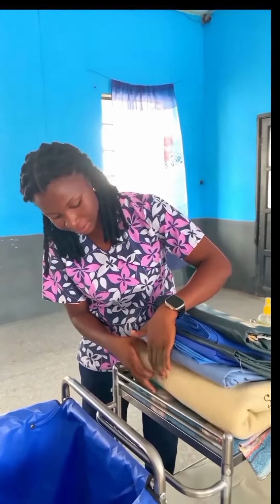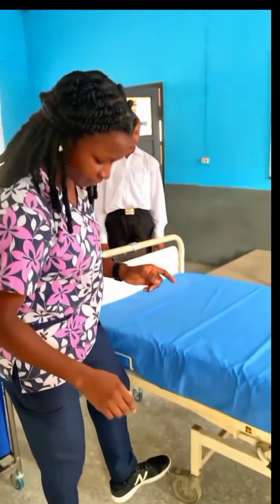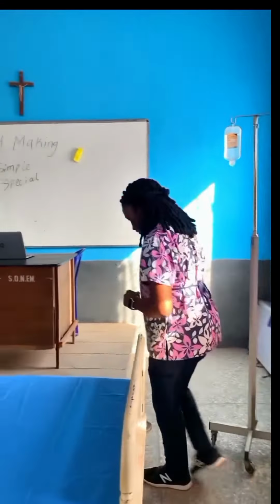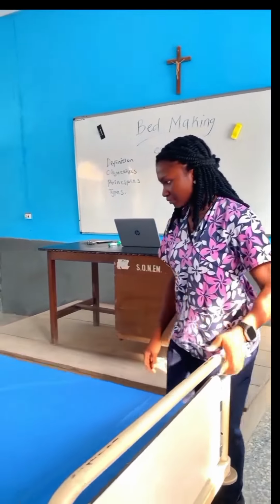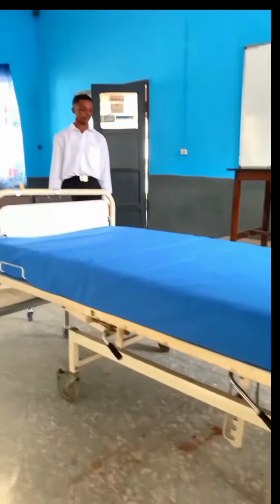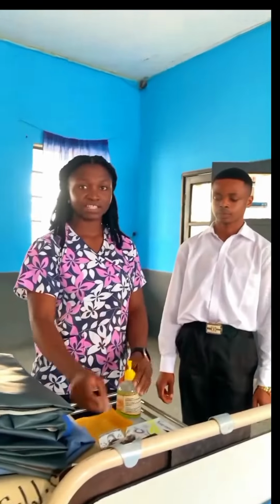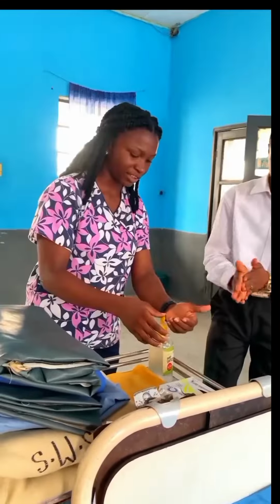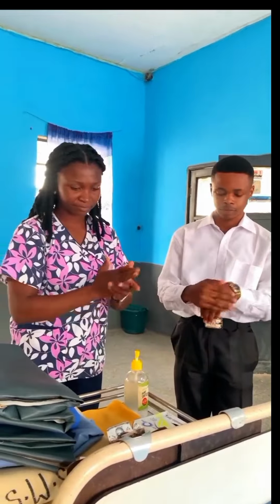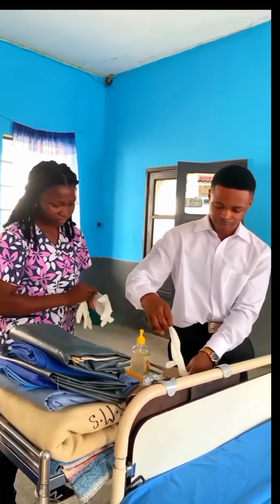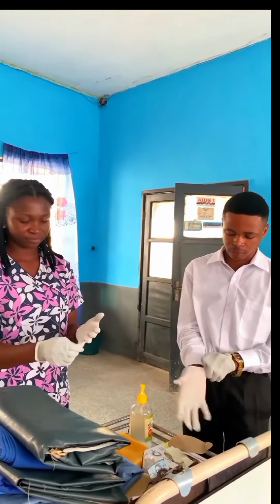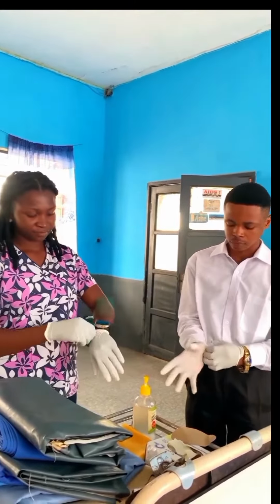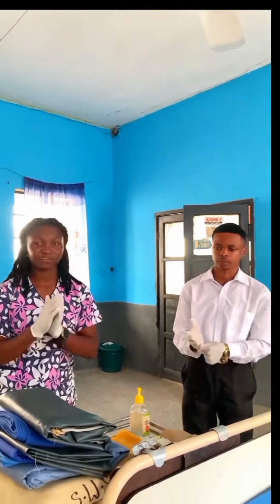Now that I've gotten my requirements close to the bed, I'm going to ensure that my bed is properly locked to avoid unnecessary movements during the bed making. So I'll move to the other side of the bed and make sure that it's locked. So now my bed is steady. The next thing we have to do is to wash our hands and put on our gloves. Alright, we are all set for the bed making.